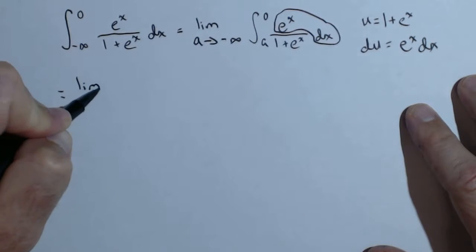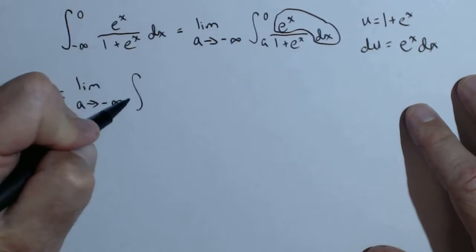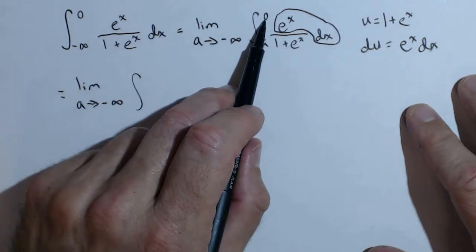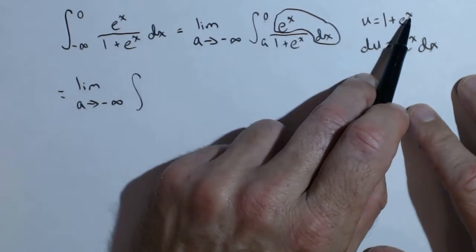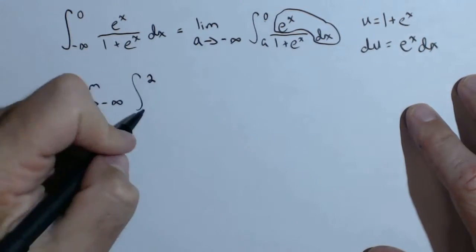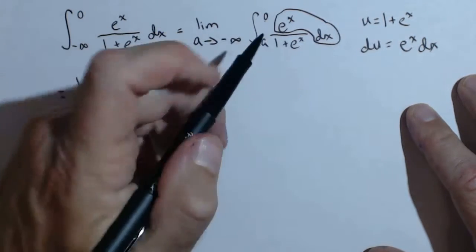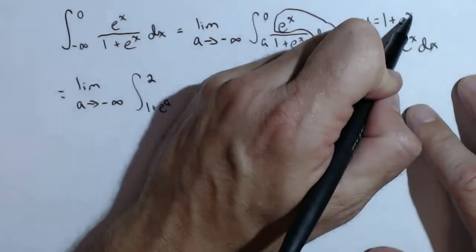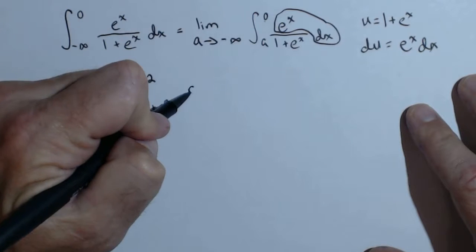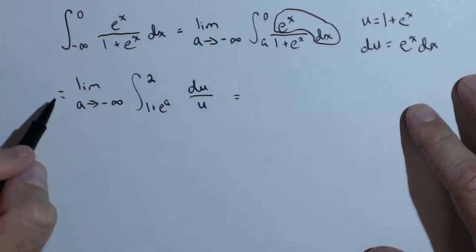So I've got limit as a approaches negative infinity, and I've always been a big fan of swapping the limits so that I don't have to change back later. So an upper limit is 0, plugging 0 in there. E to the 0 is 1 plus 1. This new upper limit becomes 2. Lower limit's going to become 1 plus e to the a. What I'm doing is I'm taking these x values, plugging them in for x to get what the u values are for the limits. This actually just simplifies to du over u, and now I don't have to sub back.